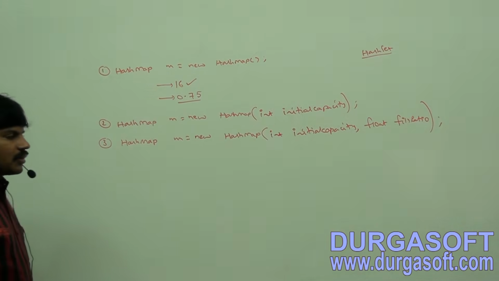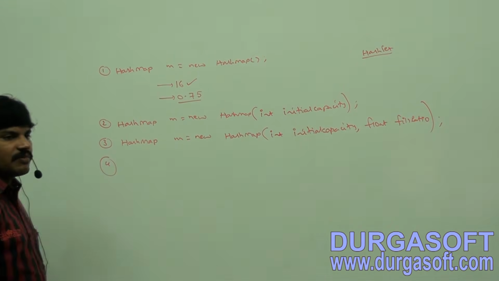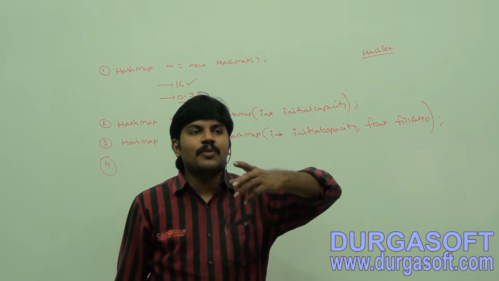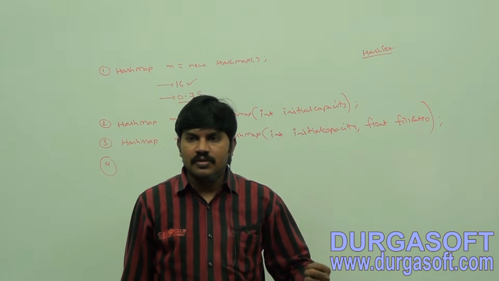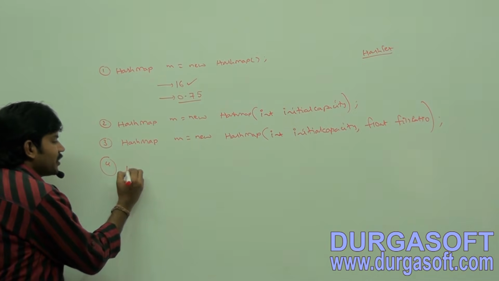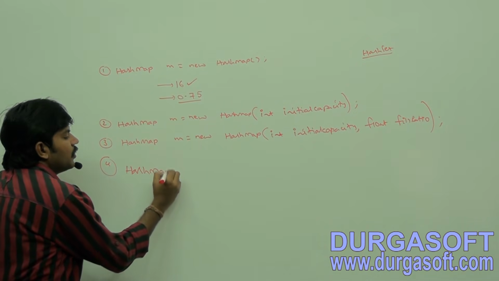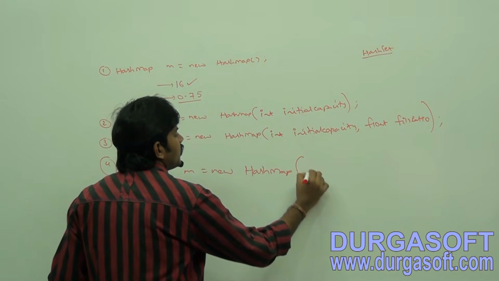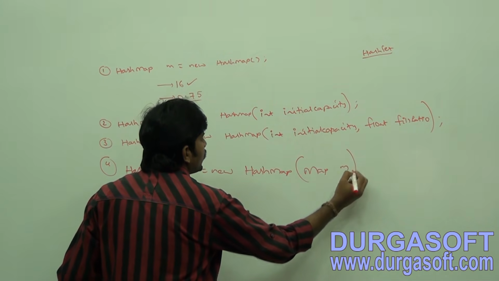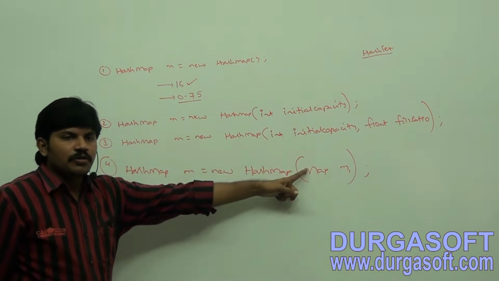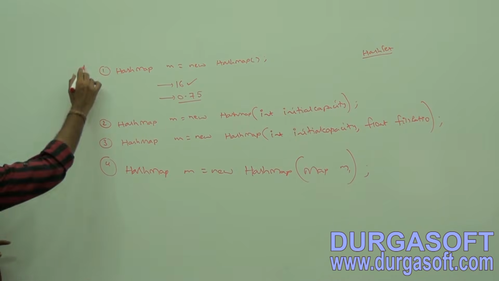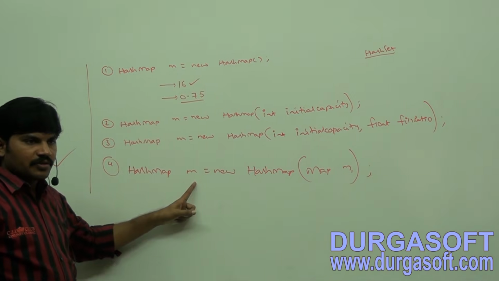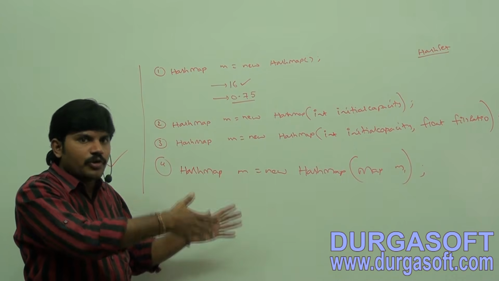The fourth constructor is intra-conversion between map objects. Suppose I have a tree map and want to create an equivalent hash map: hash map m is equal to new hash map of map m. You can provide any map object, and we get an equivalent hash map object. Total how many constructors are there in the hash map? 4 constructors. Not required to keep much explanation because we covered the same things earlier.